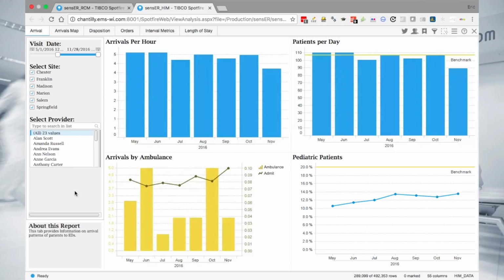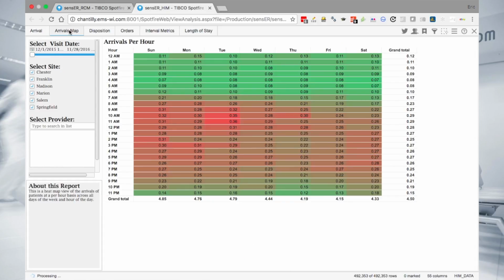Here we see arrival information, again, easily sortable by provider, by date, and by site. We allow you to see both the EDBA benchmark and your individual benchmark over time for these metrics, including arrivals per hour, arrivals by ambulance, patients per day, and the number of PEDS patients that your facility is seeing.